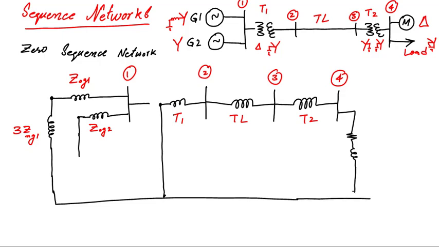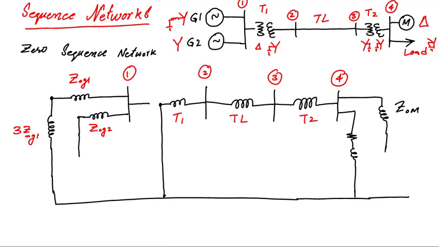Next is the motor, which is in delta connection, and in delta connection current cannot come out of the delta. There is no path for the flow of zero sequence current in this motor. So that's why this motor will be an open circuit. This is the synchronous reactance of the motor, Z zero sequence for the motor, and it has no connection with the ground because it is delta and there is no possibility for the flow of current in delta.